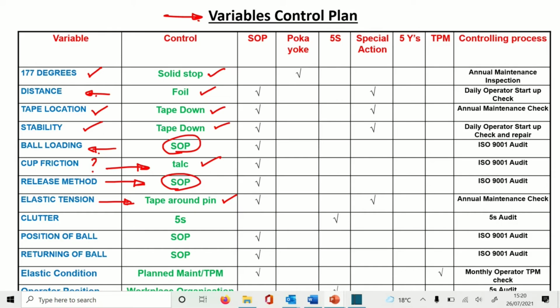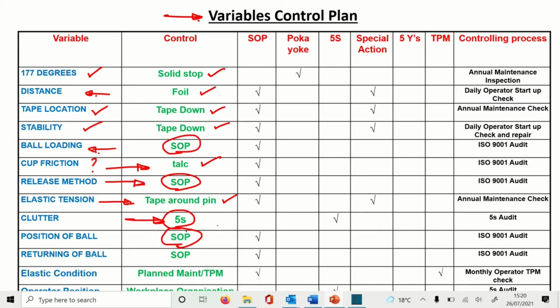We've got a little bit of clutter in the area, so in order to get the place organized, we're going to use some 5S. The position of the ball, we're going to have a standard operating procedure. Now this is to do with the weight. So where we had the weight of the ball being different, that's what we mean by position of the ball. The returning of the ball, we're going to have a standard operating procedure.